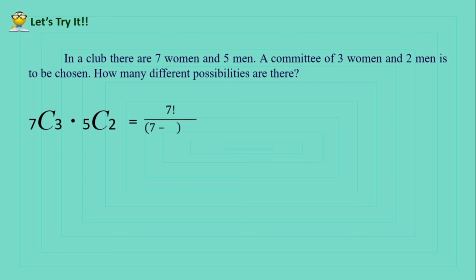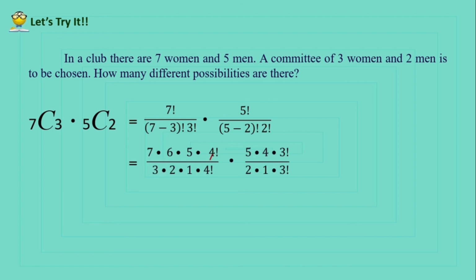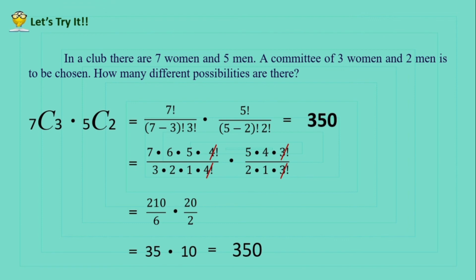Since you are choosing both men and women, using the formula gives 7 combined 3 times 5 combined 2, which is equal to 7 factorial divided by the quantity of 7 minus 3 factorial, 3 factorial, times 5 factorial divided by the quantity of 5 minus 2 factorial, 2 factorial. Then, cancel out and simplify, and that is 35 times 10, and there are 350 possibilities.